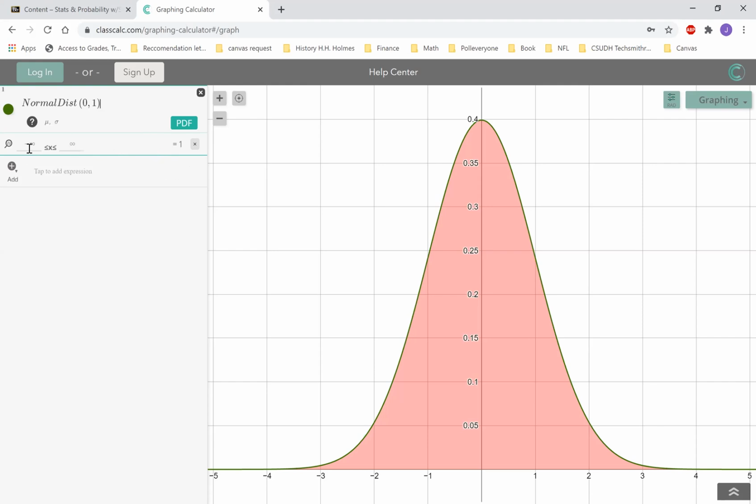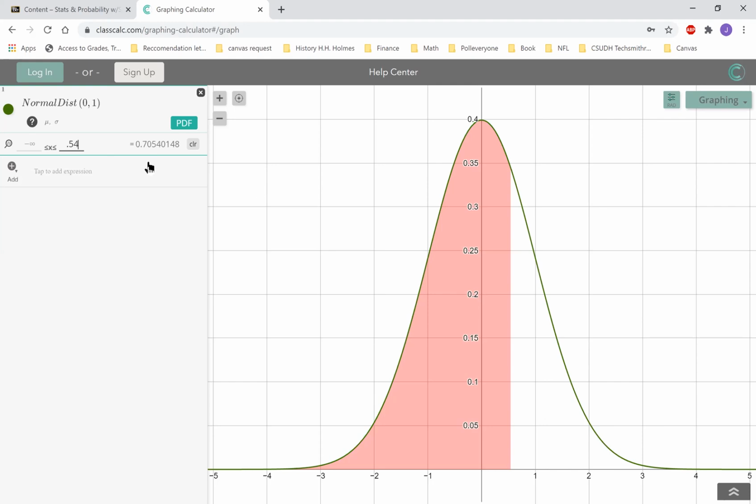But my lower bound I want to be negative infinity, and my upper bound I want to be 0.54. If you look right here, it gives you the drawing of it. So you can always double check your drawing against the drawing that ClassCalc gives you to make sure you're doing it correctly. If they are different, then you know something is wrong, because ClassCalc is not giving you exactly what you wanted.